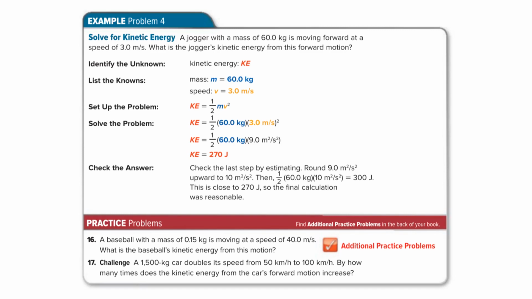Kinetic energy problems. So the first thing you need to look at with a set of problems is what is your formula. In this case, our formula is right here. KE, or kinetic energy, equals 1/2 times mv squared. M is your mass in kilograms, and v is your speed in meters per second.